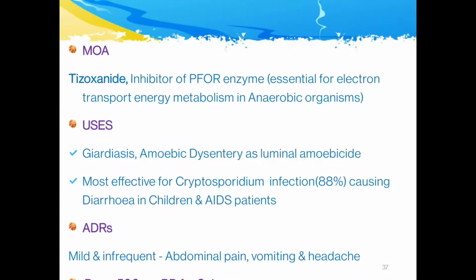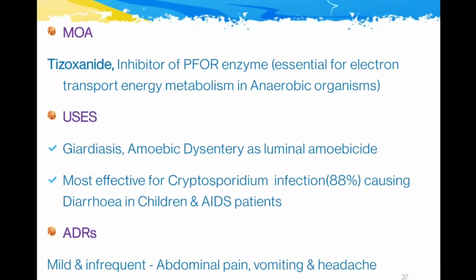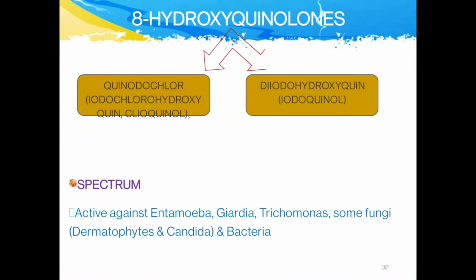MOA: tizoxanide is an inhibitor of the PFOR enzyme, essential for electron transport and energy metabolism in anaerobic organisms. Uses: giardiasis, and amoebic dysentery as a luminal amoebicide. Most effective for cryptosporidium infection, 88%, causing diarrhea in children and AIDS patients. Adverse reactions are mild and infrequent: abdominal pain, vomiting, headache.